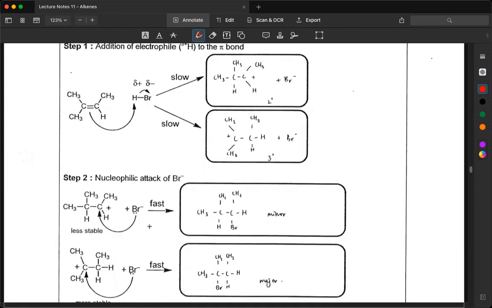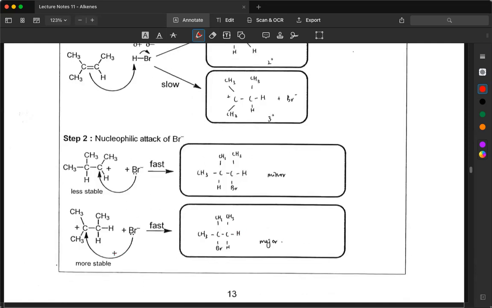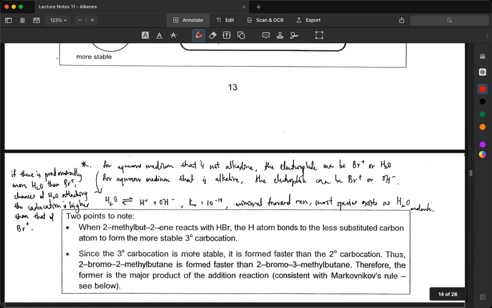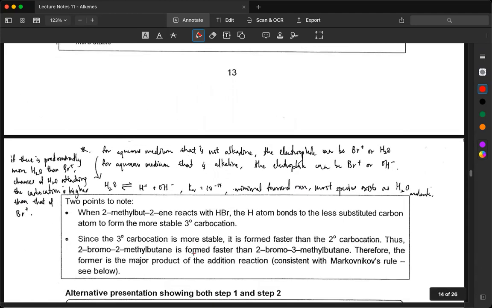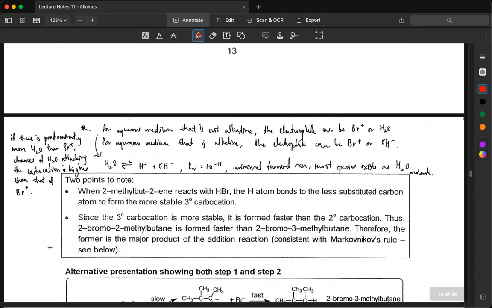And then there will be a nucleophilic attack. So we're looking at the minor product first, and then you form the minor product. As for the more stable one, you form this, okay? Now, two points to take note.